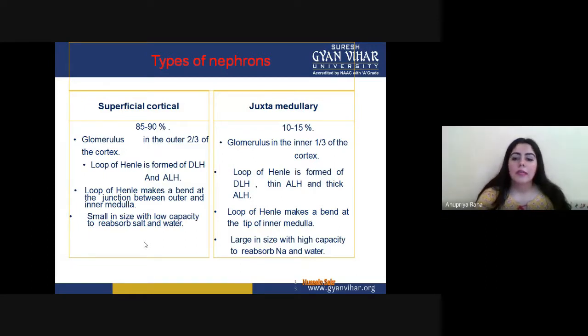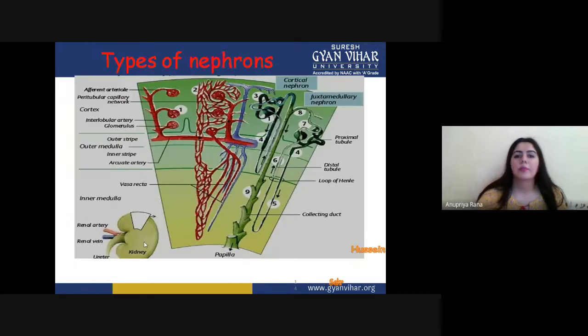The loop of Henle makes a bend at the tip of the inner medulla. They are large in size with high capacity to reabsorb sodium and water. As their size is very large in the juxtamedullary nephrons, their capacity for absorption of sodium and water is also high as compared to the other nephrons.